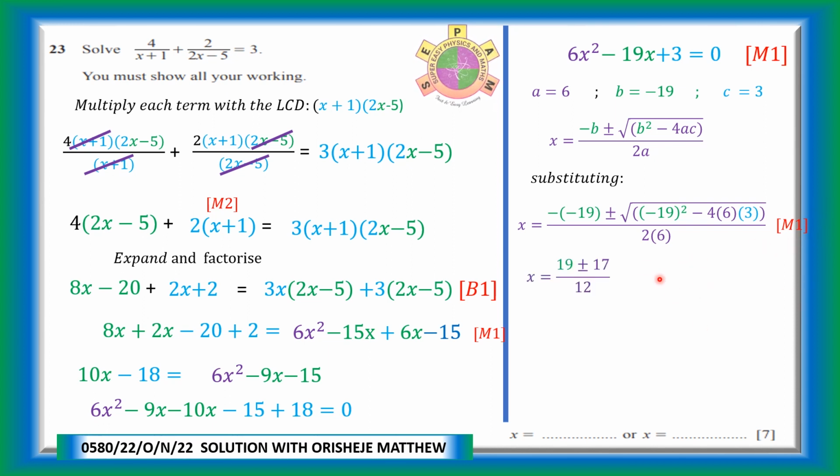So simplify this. The whole of this bracket is equal to plus or negative 17, square root of that. So you take the first sign, 19 plus 17 will give you the first value of s, and 19 take away 17 will give us the second value of s. So the first value of s is 36 divided by 12, that will give us 3, and then this one will become 19 take away 17, 2 over 12, that is 1 over 6. So these are the values of s. By so doing, we've completed the solving.